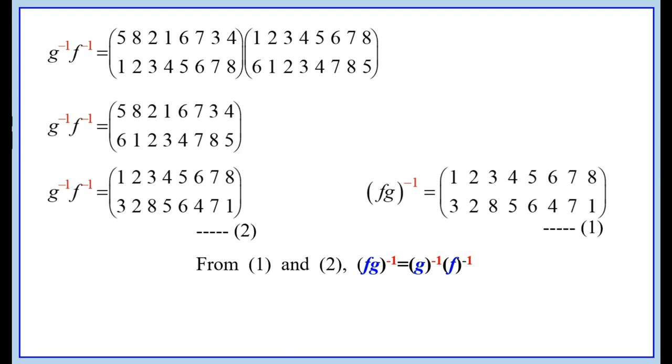We can also extend this reversal law for any number of permutations. That is, (F G H) inverse is equal to H inverse G inverse F inverse. What you have to do is just write the permutations in the reverse order.